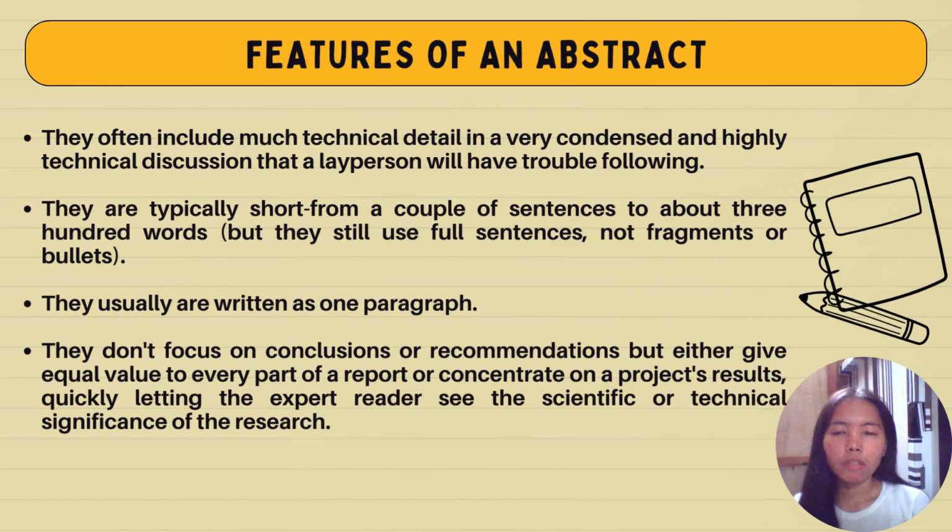Now let's delve into the features of an abstract. So writers compose abstracts for professional articles as well as technical reports. But whatever documents they summarize, abstracts have certain standard features. First, they often include much technical detail and a very condensed and highly technical discussion. So it means that abstracts and technical documents contain dense and precise information, often using specialized terminology, which makes them challenging for non-experts but ensures efficiency for professionals who need quick insights.